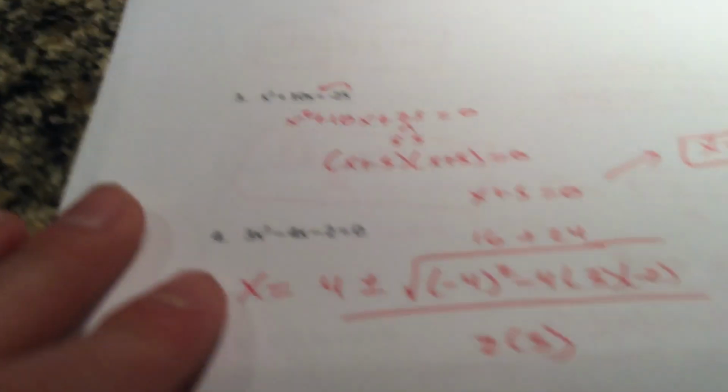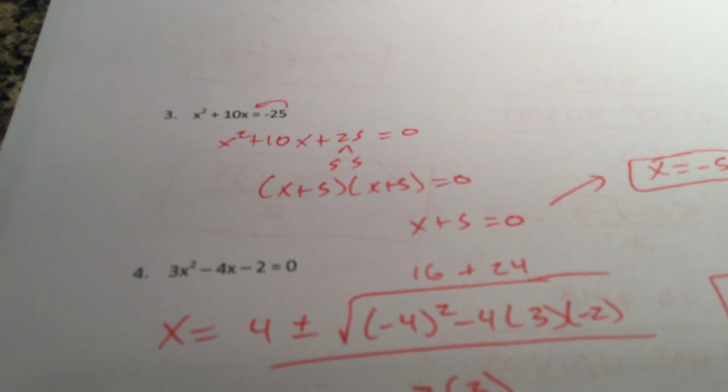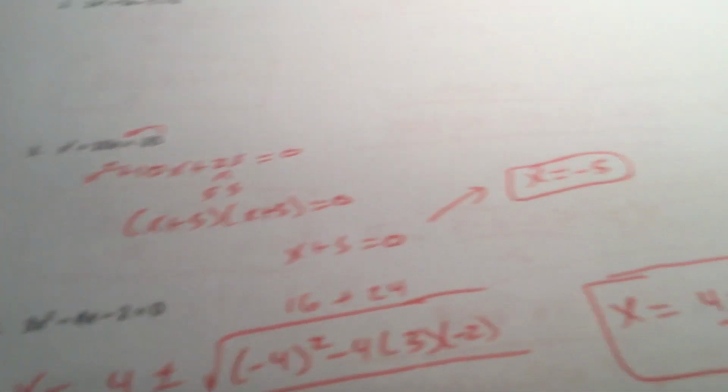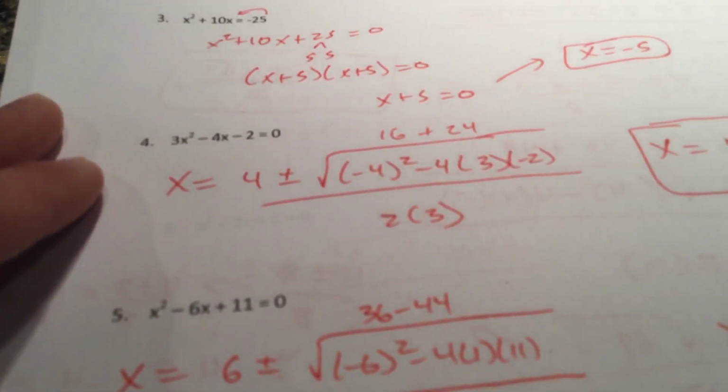Page 19 we did together in class, only has 3 questions. I'm going to add 25 to the other side. Folks, what multiplies to 25 and adds to 10? 5 and 5. You have one real answer there. X equals -5. This next one, use the quadratic formula.